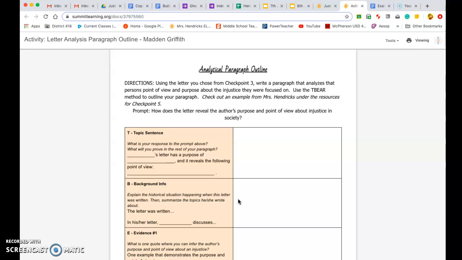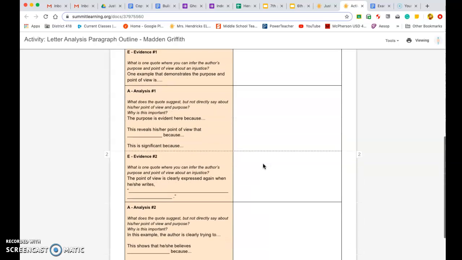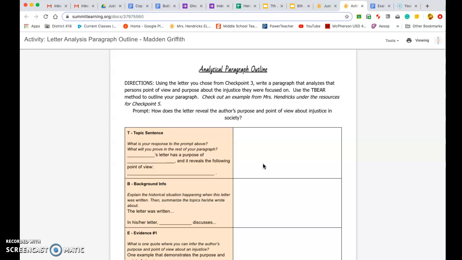But you're going to write a paragraph that analyzes that person's point of view and purpose about the injustice that they were focused on. And we're going to use a paragraph model known as the TBEAR method to outline your paragraph. And again, I make reference to that example for me. So we'll go to my example and look at that a little bit together, but this will be where you record your paragraph outline. This will turn into a final product for you. So this will be one of your final products.